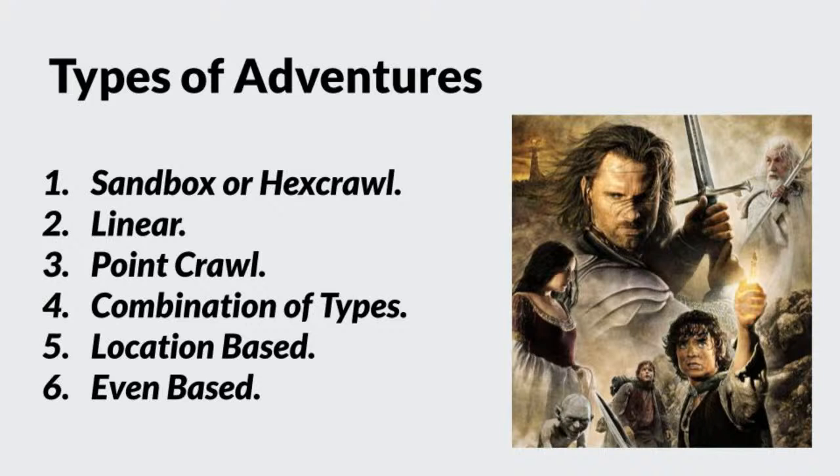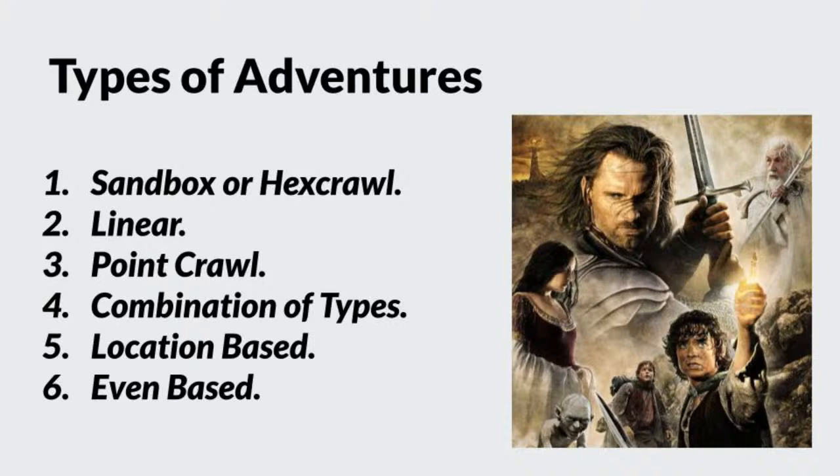Then there's a third type, which a lot of people may not be aware of, and that is called a point crawl. It's not the same as a hex crawl. This adventure is built with meaningful locations that are connected by multiple in-world pathways. So what it means is it's kind of like a railway track with multiple tracks. So when you get to point A, you may be able to venture out onto three different tracks. You follow those tracks, and from those three tracks, they also branch out into their own pathways.